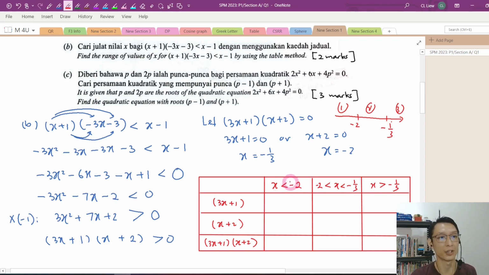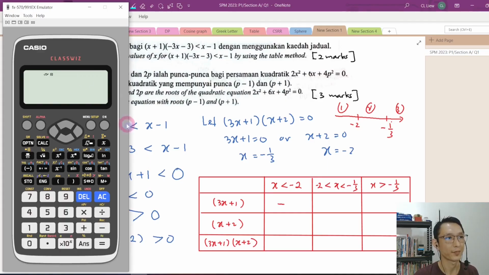Let's say negative 3. 3 times negative 3, you will get negative 9 plus 1, negative 8, right? You get negative. You don't have to write negative 8. We are just interested in the sign, whether positive or negative. Or you can do it this way. Just key in 3x plus 1 first, and then press calculate. Simply pick a value less than negative 2. Okay, let's use negative 3. Negative. And then press calculate again.